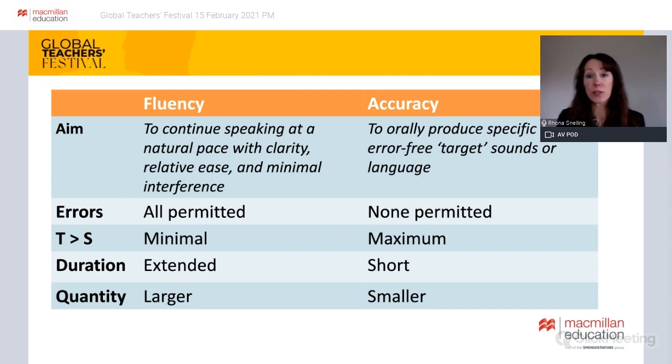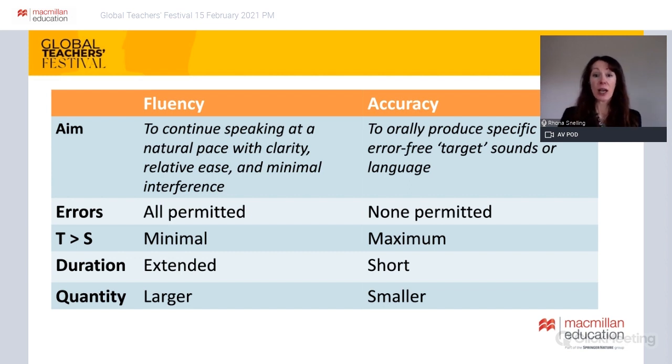So in terms of the duration of the activity, they're a little bit opposite again now. Fluency is going to be an extended activity. It's going to take a longer amount of time. Accuracy, it could be super short. It could just be 5 minutes working on some sounds or some word stress. That's it. And the last point there is quantity of output. So it's going to be larger in fluency. There's going to be multiple sentences said by the student. It could be minutes of talking. Accuracy, super short, really small. It could just be a sound.